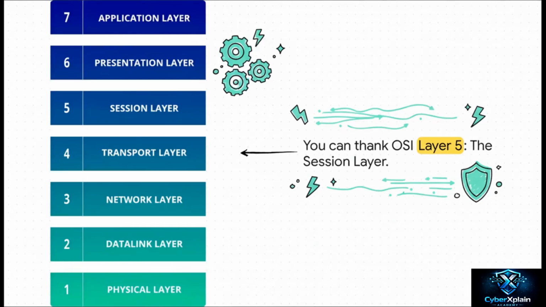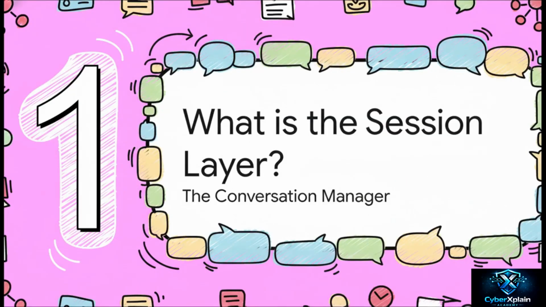Well, believe it or not, that smooth experience isn't just magic. It's actually the work of a very specific part of our networking architecture. And that's the fifth layer of the OSI model, the session layer. It's like this invisible force that keeps our digital conversations stable and connected, even when things go a little wrong. So what is this layer really doing behind the scenes? Well, the easiest way to get your head around it, and it's a great analogy, is to think of the session layer as the ultimate conversation manager for applications.